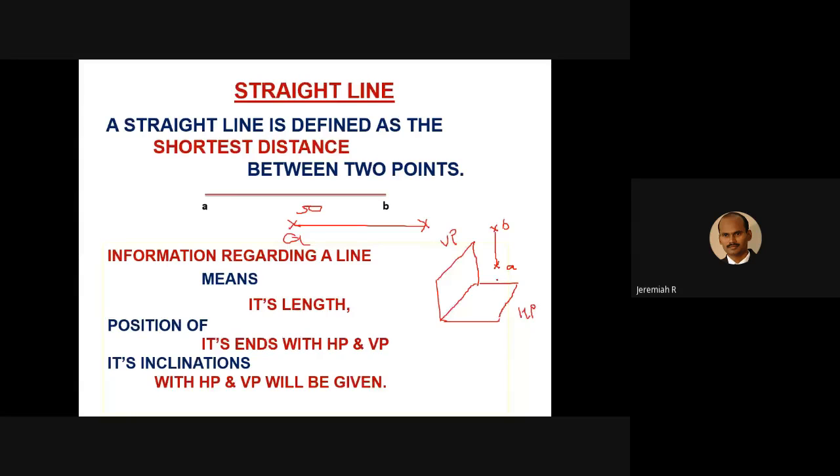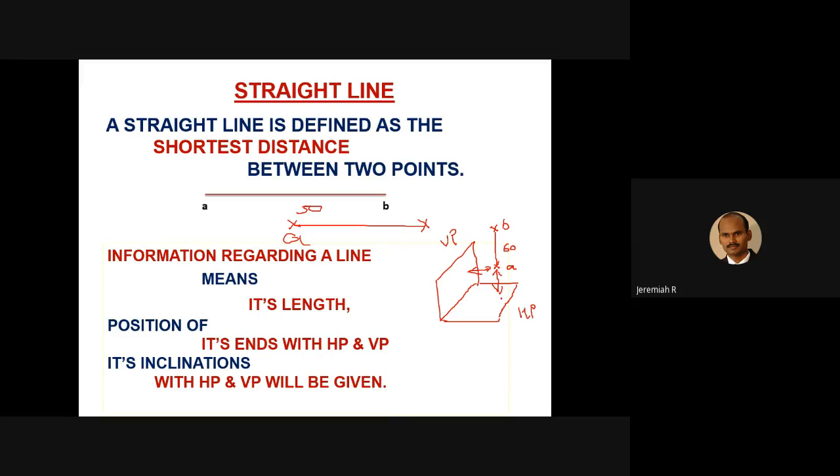We need the distance of point A: what is the distance from HP as well as what is the distance from VP. We need this distance, maybe 60 mm or 70 mm. Otherwise, we cannot solve the problem. And similarly for the other end: what is the distance from HP, and what is the distance from VP? Without that, we cannot solve the problem.